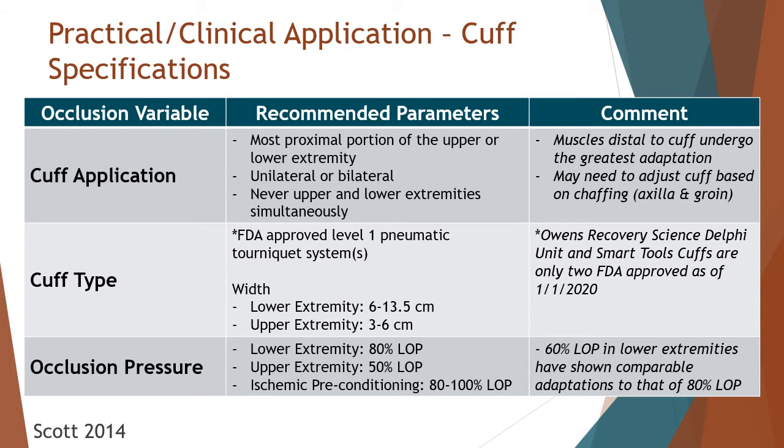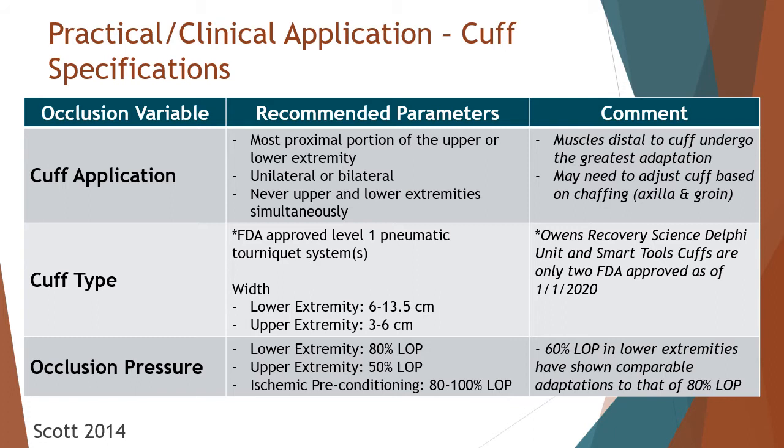So for application, you're going to choose the most proximal portion of the upper or lower extremity. You can do unilateral or bilateral BFR. Never do upper and lower simultaneously, for obvious reasons. There's insufficient blood flow centrally. Thus, this can lead to additional exceedingly high hemodynamics as well as lack of blood flow to vital organs in the brain. Cuff type: advocate for best practices using an FDA-approved Level 1 pneumatic tourniquet system.